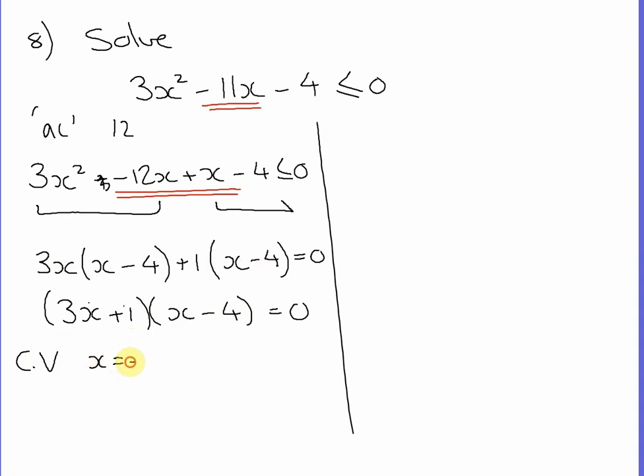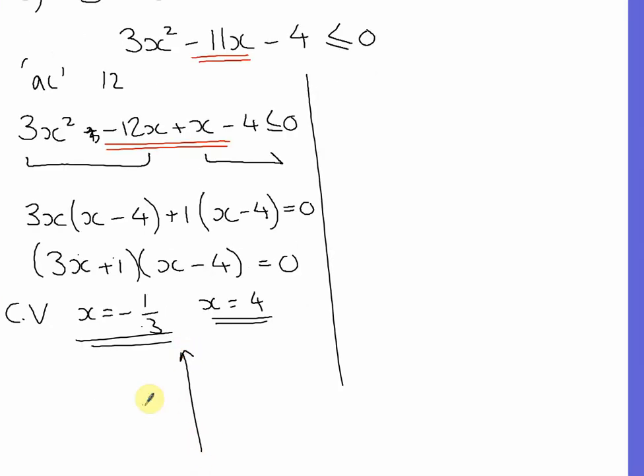So we're going to have x to be minus a third using the same technique I spoke about earlier, and x to be 4. We're going to make a sketch. Minus a third and 4. And we're looking at less than or equal to. So we're looking at on the line and below the line. So my answer is less than or equal to 4 because it can be on the line, and more than or equal to minus 1/3.